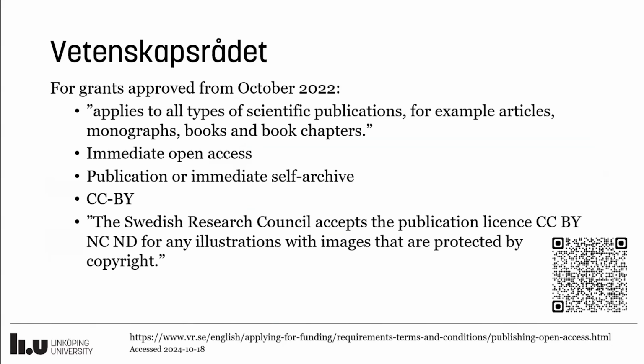For Vetenskapsrådet, these rules apply from grants that were approved from October 2022, and they apply to all scientific publications, including books and book chapters. You have to publish everything open access immediately, the publication itself, or immediately self-archive with a CC BY license. So it's not enough to have a self-archive without a CC BY license, and this goes for all the self-archive options. They need to have a CC BY license on the self-archived version.